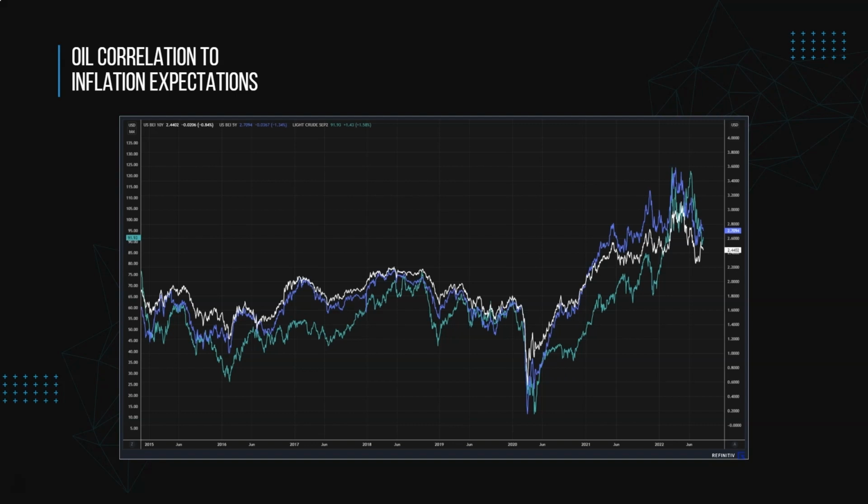Rapidly rising or falling oil prices can lead to sudden changes in inflation expectations, which could affect bond yields and ultimately impact interest rate expectations as well. So for oil prices, the focus isn't just on the demand side or the supply side, but oftentimes more weighted towards what it means for inflation and inflation pressures.